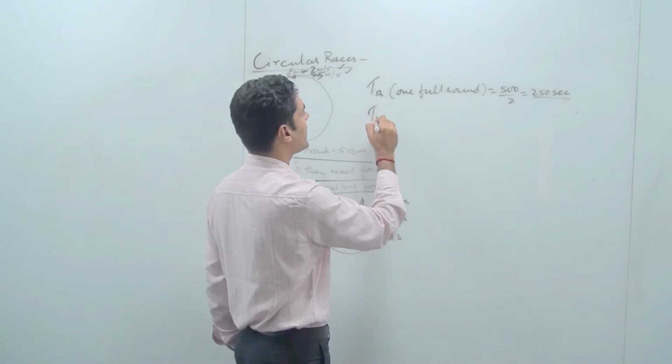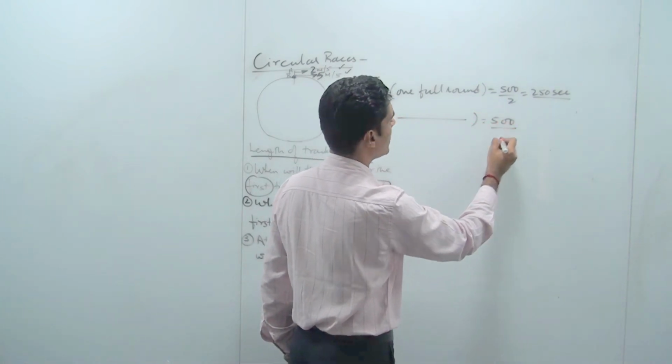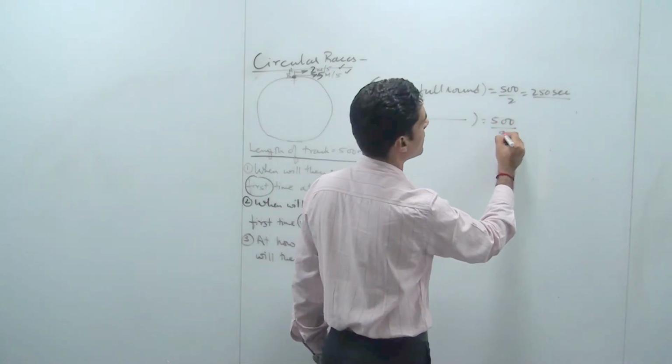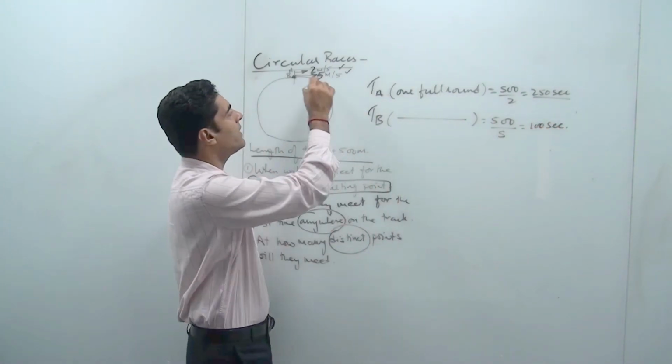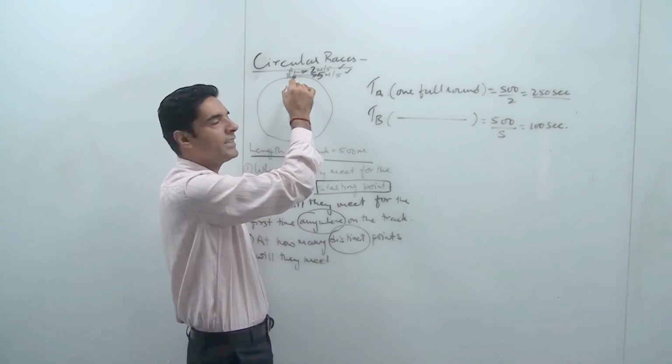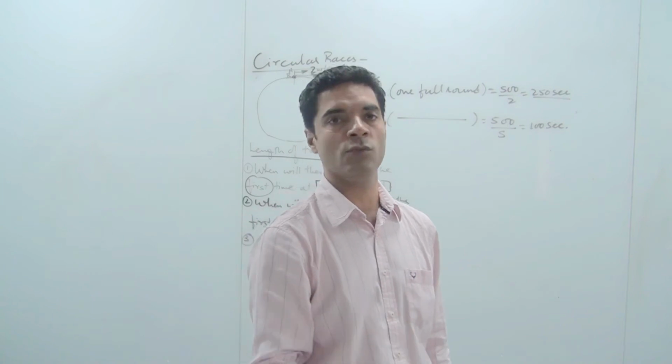While if I want to find the time taken by B to cover 1 full round, it is going to be the length of the track divided by the speed of B, which is 5, which comes out to be equal to 100 seconds. That means B will always be at the starting point after every 100 seconds or a multiple of 100 seconds. That means 100, 200, 300, 400 and so on.